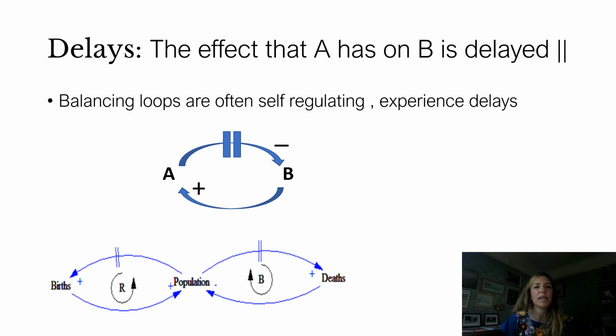So moving on to the next element of the causal diagram, you can have delays, and the delays signify the effect that A causes on B is delayed by some time element. In a causal loop diagram, this is symbolized through those parallel lines that you can see cutting through the arrow between A and B. And it's often the case that balancing loops are self-regulating and therefore experience delays. So the delay sign indicates delays in interaction. As an example, an increase in the population over time will increase the number of birds.